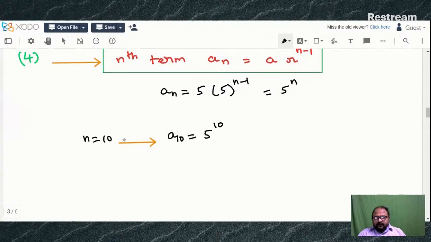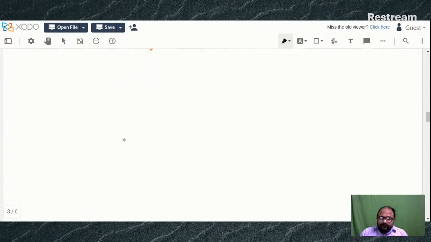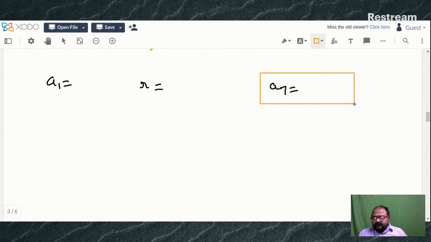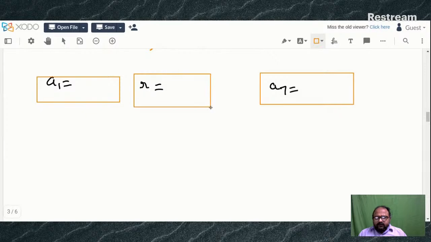Now let us solve another problem. In this problem, A1 and common ratio R, these are given. You should find A7. You are given A1 and common ratio is given. A1 is the first term, R is the common ratio.